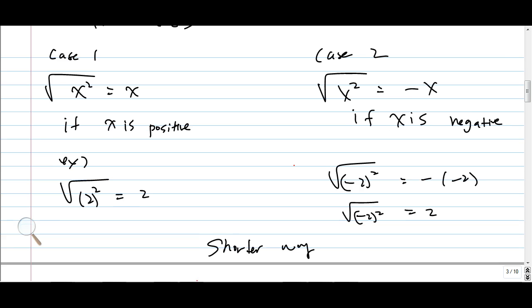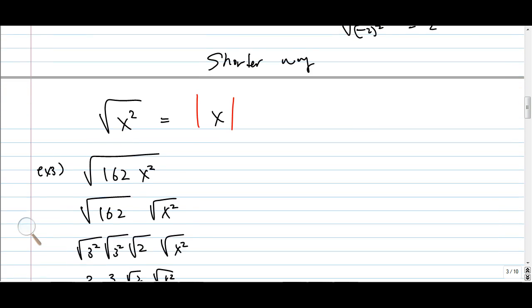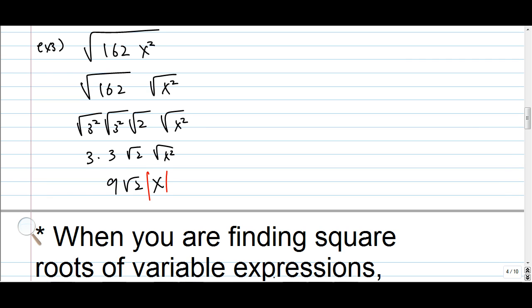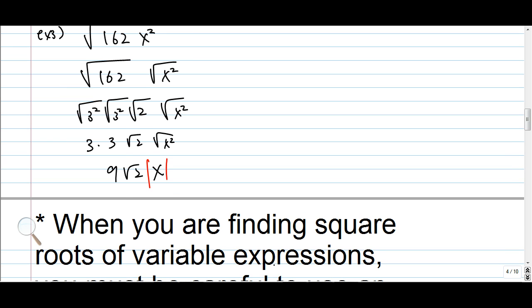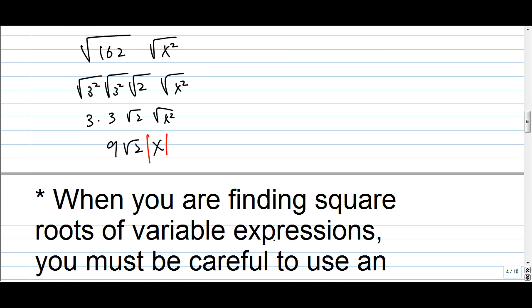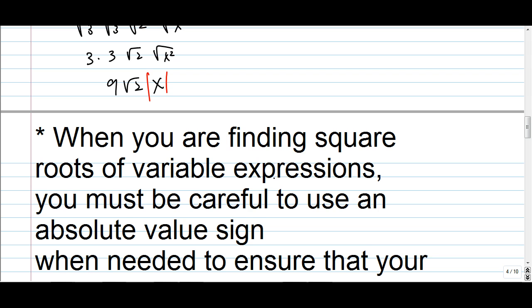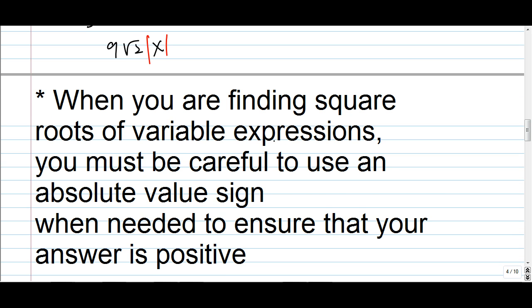Okay, so let's try some other example. Since we know this, try this one. By the way, let me write this down. When you are finding square roots of variable expressions, which is what we're doing right now, you must be careful to use an absolute value sign when needed to ensure that your answer is positive. When do we use the absolute value? When you need to ensure that your answer is positive. So please keep this in mind.